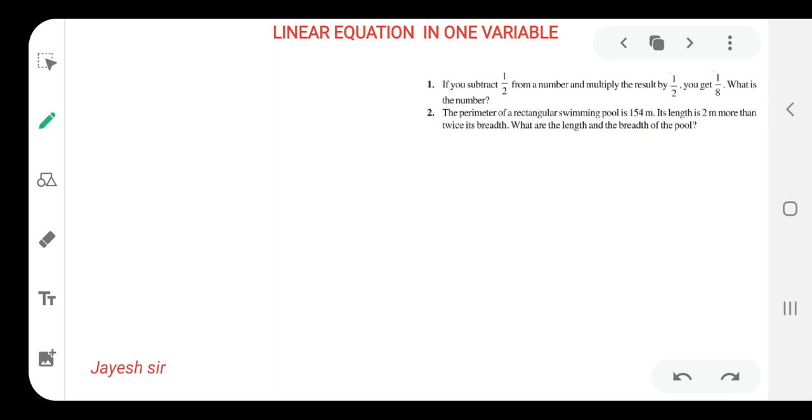Let the breadth be x. Let us take the breadth as x. Length is 2 more than twice the breadth. Twice the breadth means 2 into x.